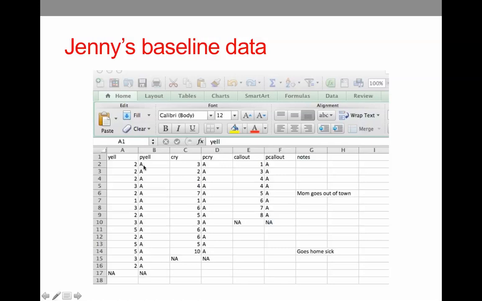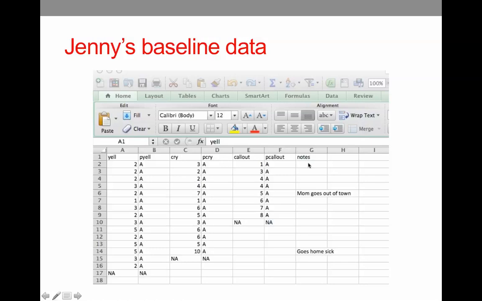And in single subject research, A's typically denote a baseline phase. So this is all the times Jenny yelled during the baseline. For instance, on the first day she yelled twice, and the second day she yelled twice, and the third day she yelled twice. But this was all prior to any intervention. And the same with the crying behavior and the calling out behavior.